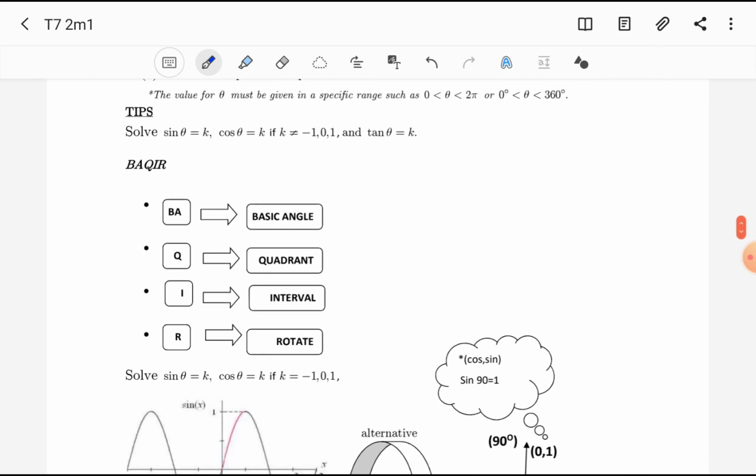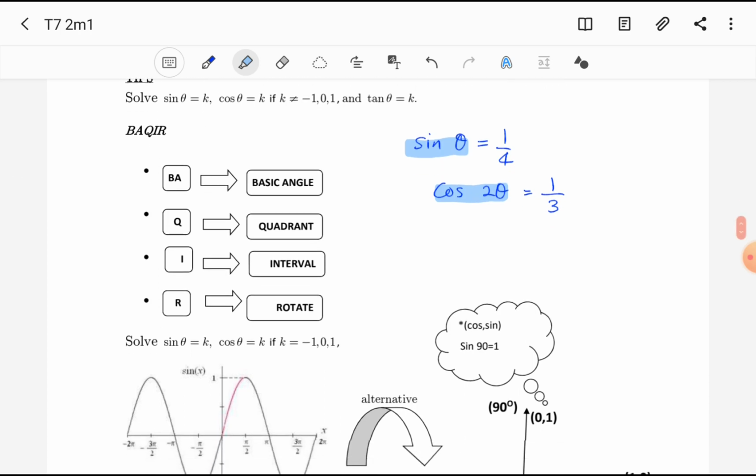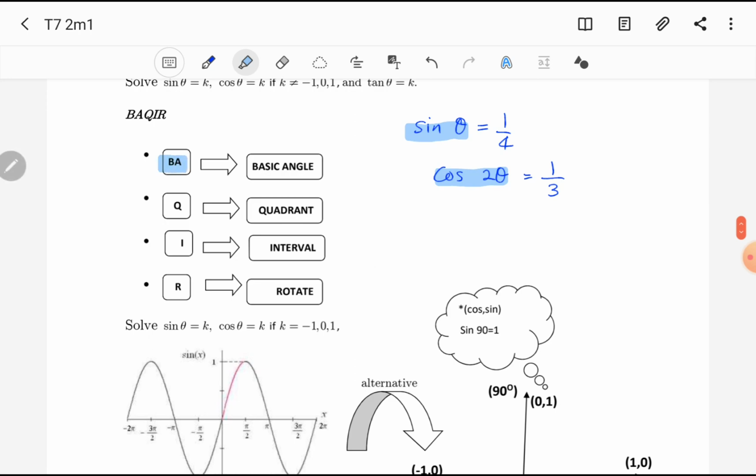So how to solve the single ratio form? For example, if I have sine theta equals to 1 over 4, or maybe cos 2 theta equals to 1 over 3, and so on. This is what I mean by single ratio, which is sine only or cos only. To solve this type of equation, first we can find the basic angle.